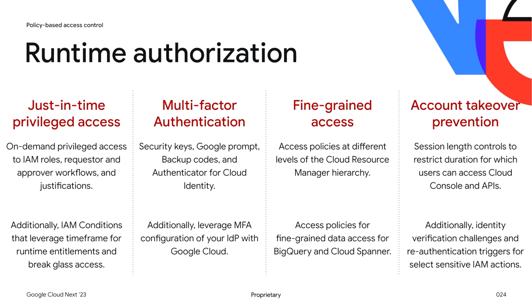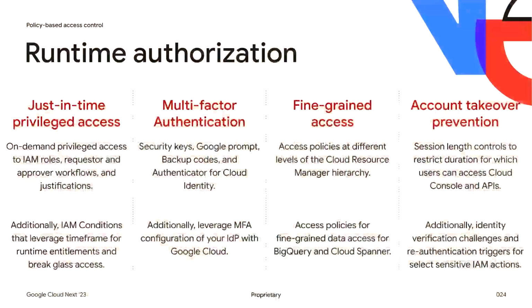But there's also the notion of fine-grained access in terms of data. So am I allowed to query data that is already classified as PII? So with capabilities available in BigQuery and Spanner, you can already do that today. So both in terms of resource and data, you have fine-grained access capabilities available. And then the final one is account takeover prevention, where you'll see a lot more activity from us.